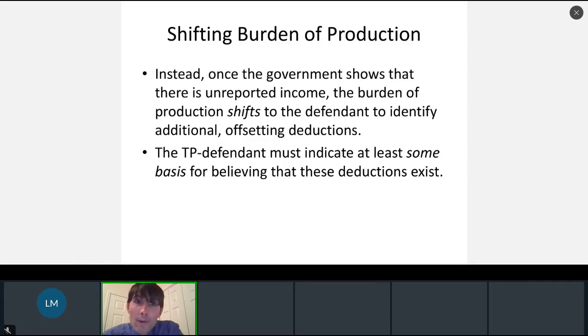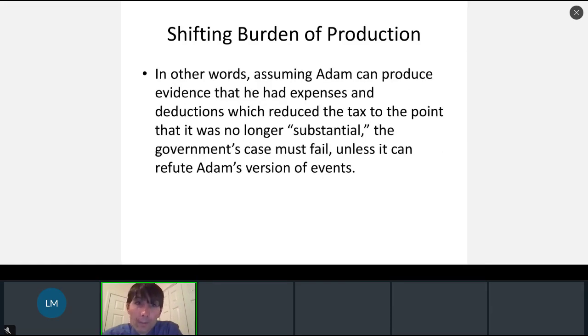Instead, once the government shows that there's unreported income, the burden of production shifts to the defendant to identify additional offsetting deductions. So the defendant certainly gets their chance to raise these. And this is the dance, so to speak, that the government goes first. It carries the initial burden, and then the burden shifts. The taxpayer defendant must indicate at least some basis for believing that these deductions exist. It can't be completely random and arbitrary. There has to be some basis for believing that they exist.